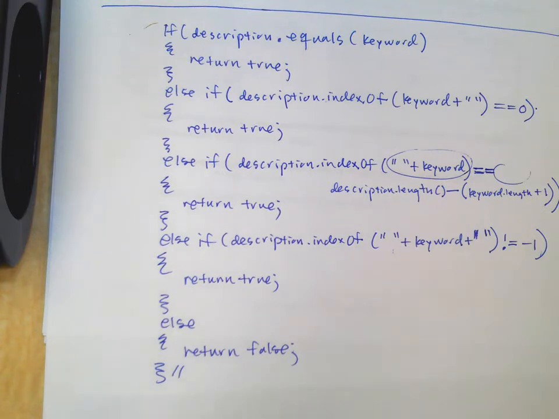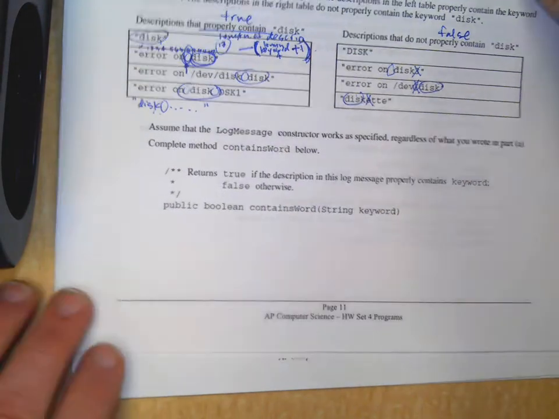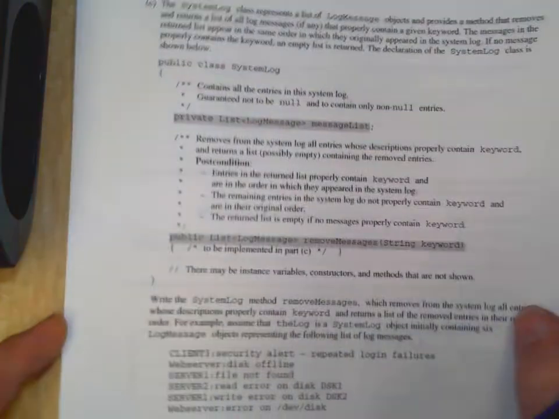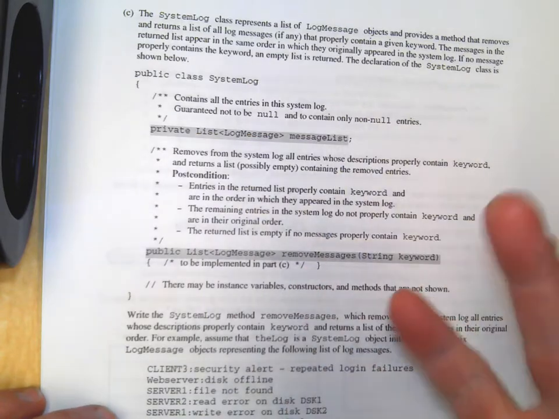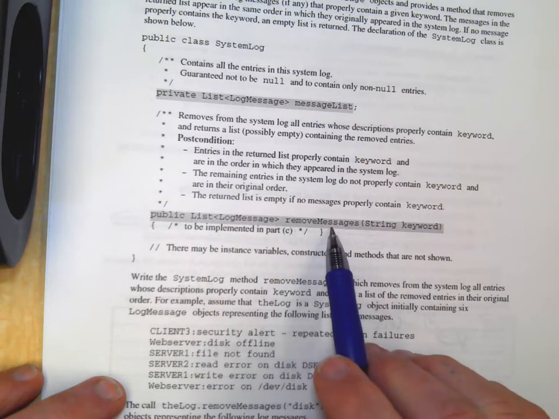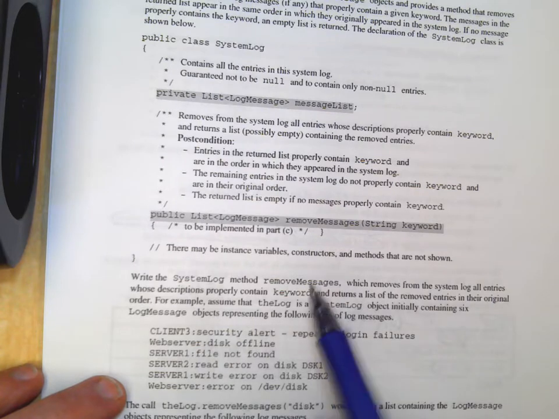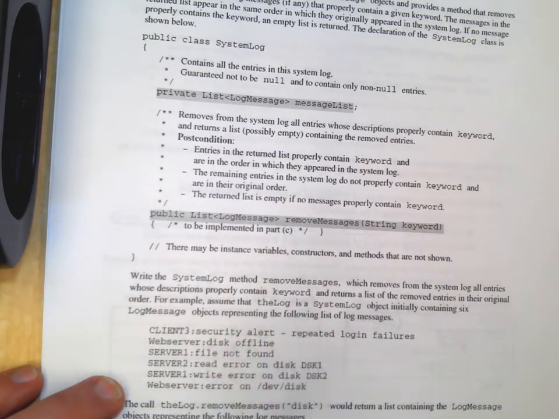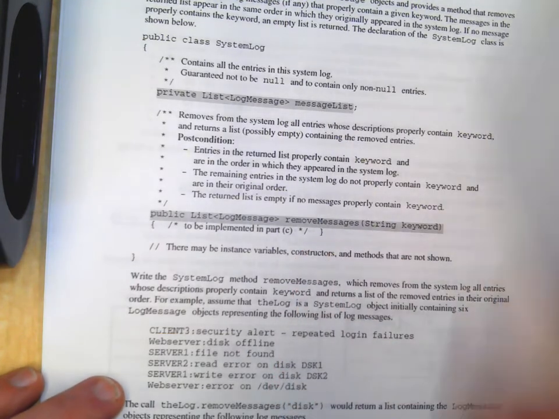Okay, now let's see the next part, part C. I think part B was the hardest part. So part C says, okay, now we have this other class called SystemLog, and it's going to have an array list of these LogMessage objects. And your job is to create a method that removes the messages that have that keyword properly, but adds them to this other new array list and returns that when you're done. But also you should be taking them out of this private instance variable message list. You got to take them out.